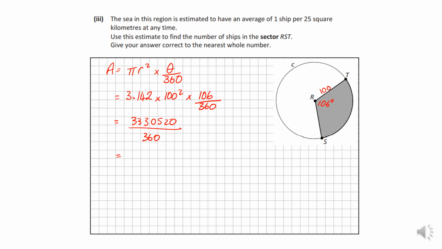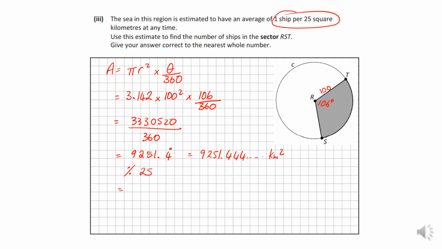And we'd get 9,251.4, and there's a dot on the 4. What does that mean? Means 9251.444 and recurring. Okay, so that's the area of our sector, but that's not the answer to the question. We're asked how many ships. We're told that there's one ship per 25 square kilometers. Our area is in square kilometers, so we're going to divide this by 25. So divide that by 25 and it'll tell us how many ships we should have.